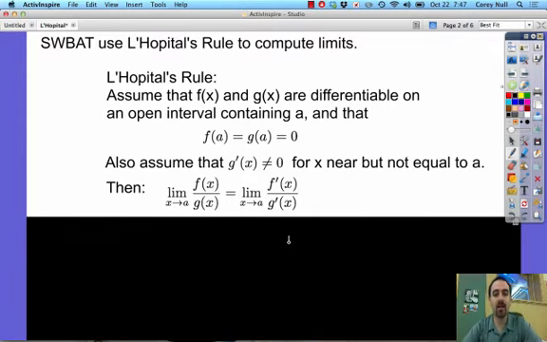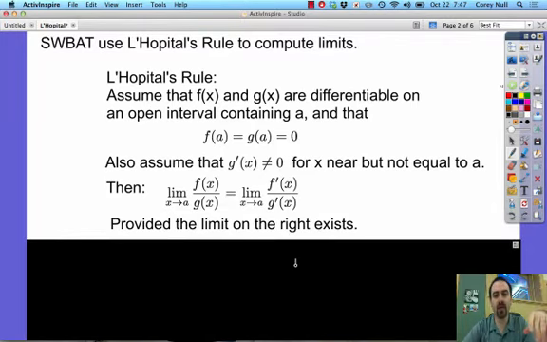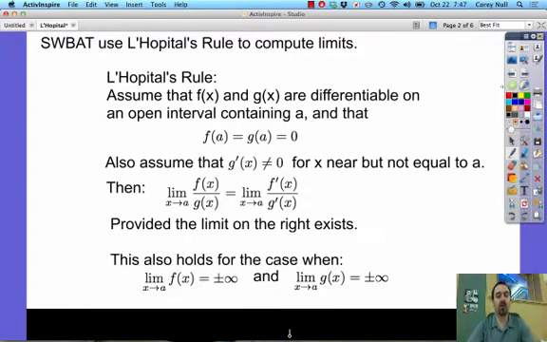So here's what it says. If you take the limit as x goes to a of f of x over g of x, then the limit is the same if you take the limit of f prime of x over g prime of x, again, provided the limit on the right exists. So that means that if I have the limit of a ratio of two functions, and if I were to try to plug in a into the top and the bottom and get 0 over 0, then to compute that limit, I can take the derivative of the top and the bottom and compute that limit. It's the same. It also holds for the case when you have infinity over infinity, or negative infinity over infinity, or infinity over negative infinity. Any kind of ratio of infinity over infinity, it also holds.